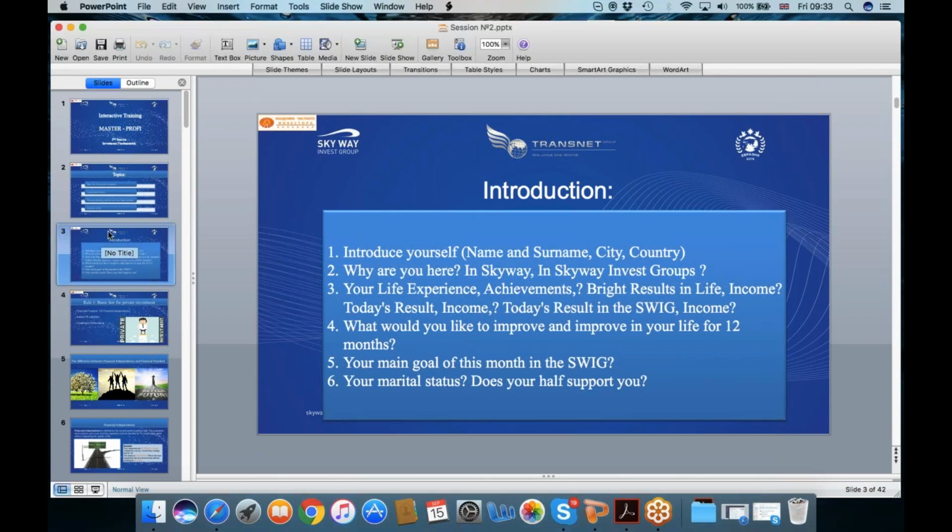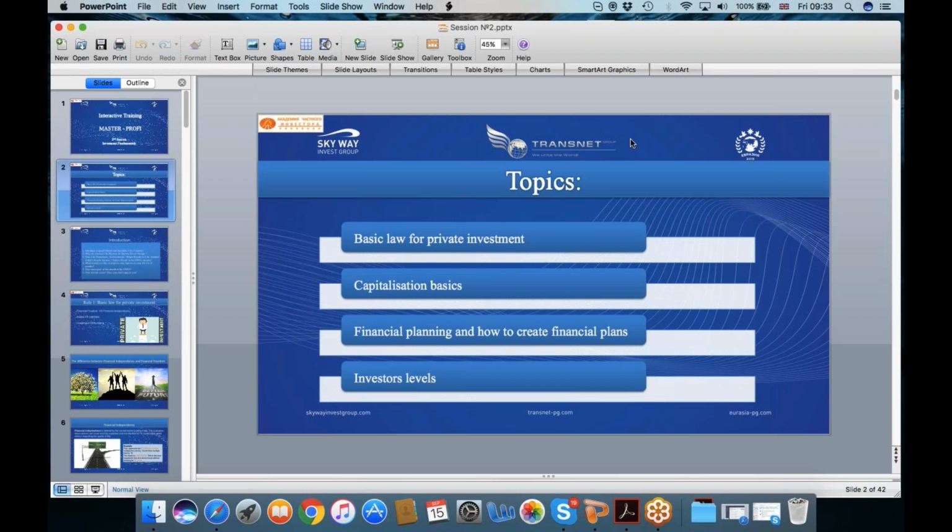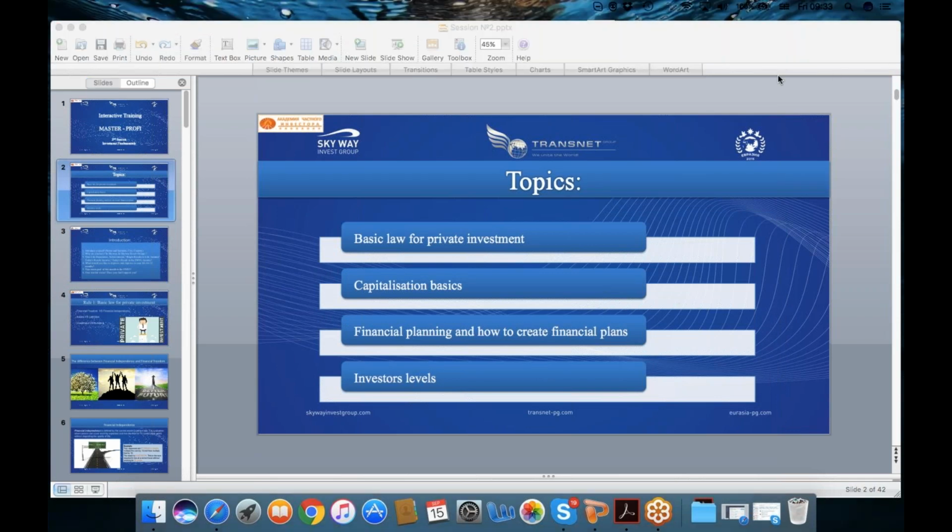Because in today's session, we will talk about the fundamentals of the private investor. And as you know, the Academy of Private Investor, you can see the logo on the left-hand side. This is the company created by Andrei Fedorovich Khavratov.